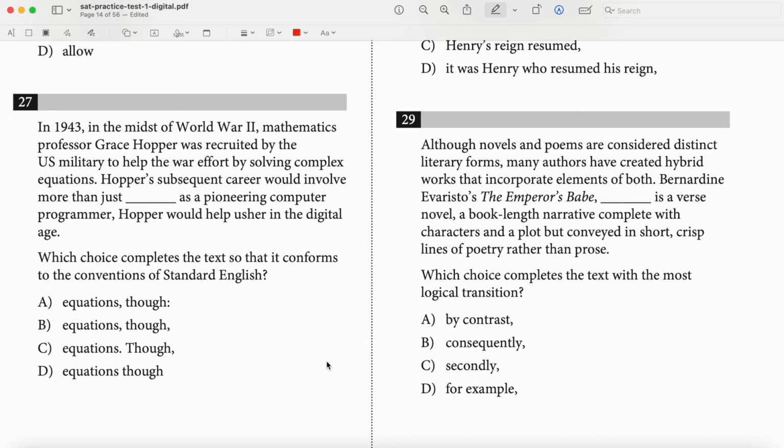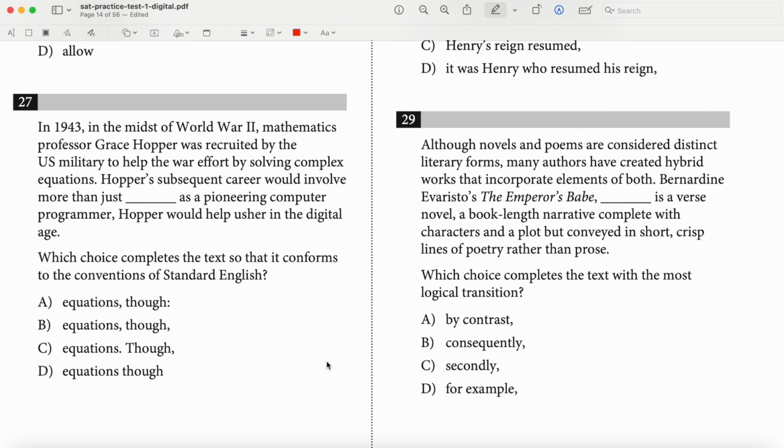Listen to the first half. Hopper's subsequent career would involve more than just equations, though. Does that stand alone? Yeah, I think so. And then the second half. As a pioneering computer programmer, Hopper would help usher in the digital age. Does that stand alone? It does. You've got two standalone statements separated by a comma.